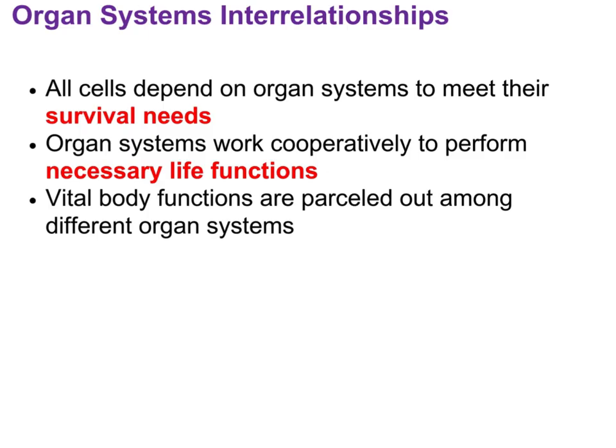Right, now we're going to talk about organ system interrelationships. The fact that all cells depend on organ systems to meet their survival needs, and that organ systems work cooperatively to perform necessary life functions. So, we're going to look at both survival needs and necessary life functions to see how vital body functions are parceled out among different organ systems.